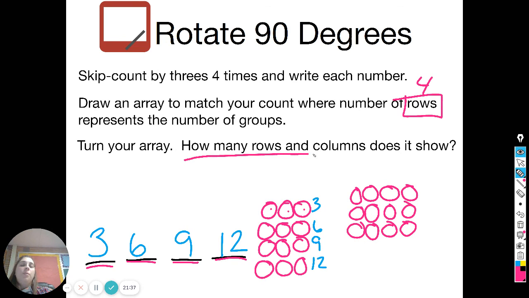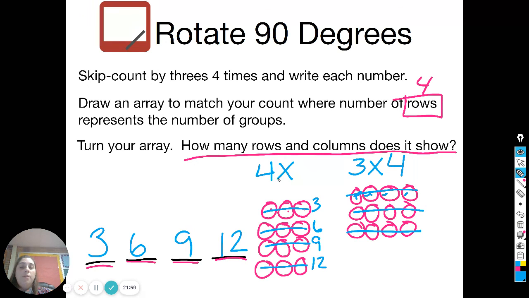The question now is, how many rows and columns does it show? 1, 2, 3 rows. So 3 rows of 1, 2, 3, 4. Over here we had 1, 2, 3, 4 rows of 1, 2, 3. So we know that 4 times 3 equals 3 times 4. They are the same array tipped over on its side. The same 2 factors, we just flip them and we know the answer stays the same.